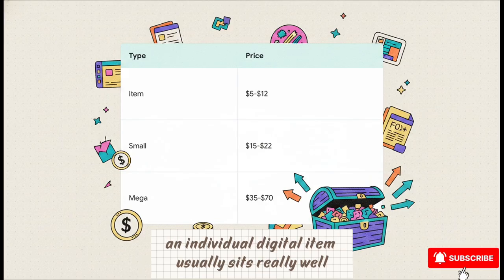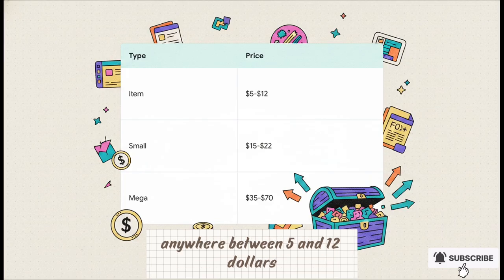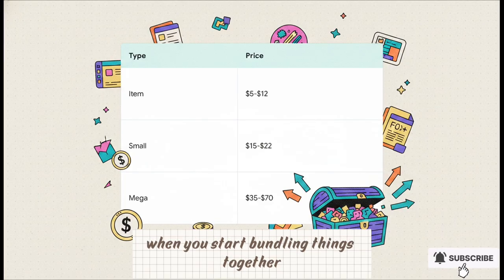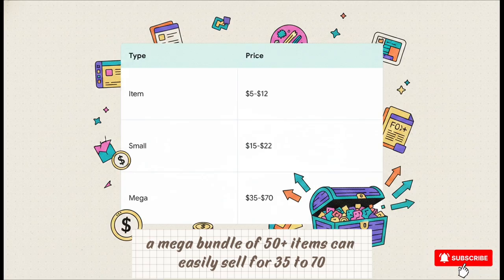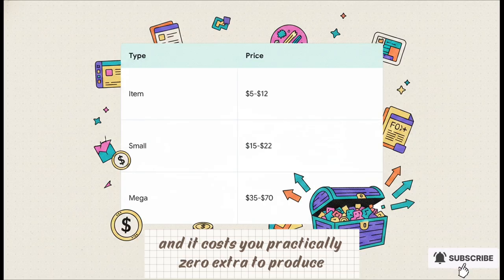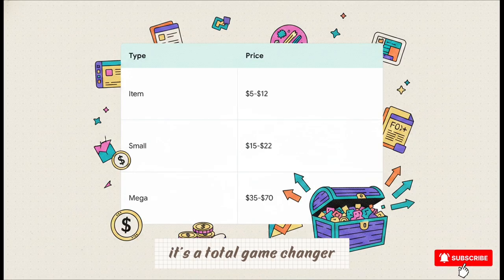An individual digital item usually sits really well anywhere between $5 and $12. But look at the jump when you start bundling things together. A mega bundle of 50-plus items can easily sell for $35 to $70. You are massively increasing your average order value, and it costs you practically zero extra to produce. It's a total game changer.